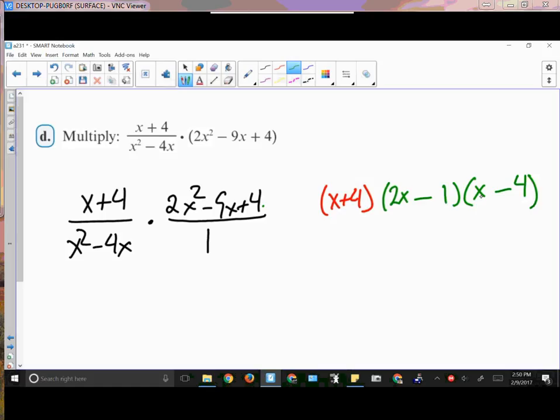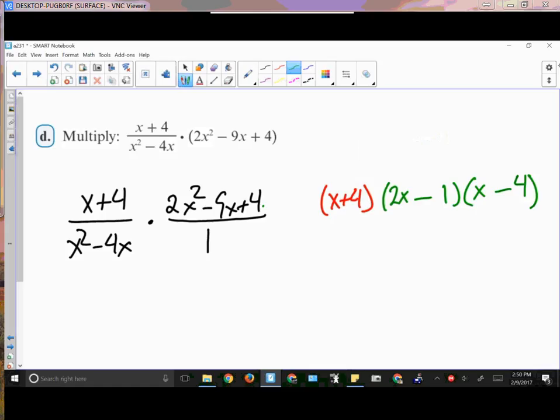Will that work? Let's check. 2x times x gives me 2x squared. 2x times negative 4 is negative 8x. Negative 1 times x, negative 1x. Negative 1 times negative 4 is plus 4. Add like terms, 2x squared minus 9x plus 4. Yay, it worked. Sometimes you just got to check it and make sure that it did work.